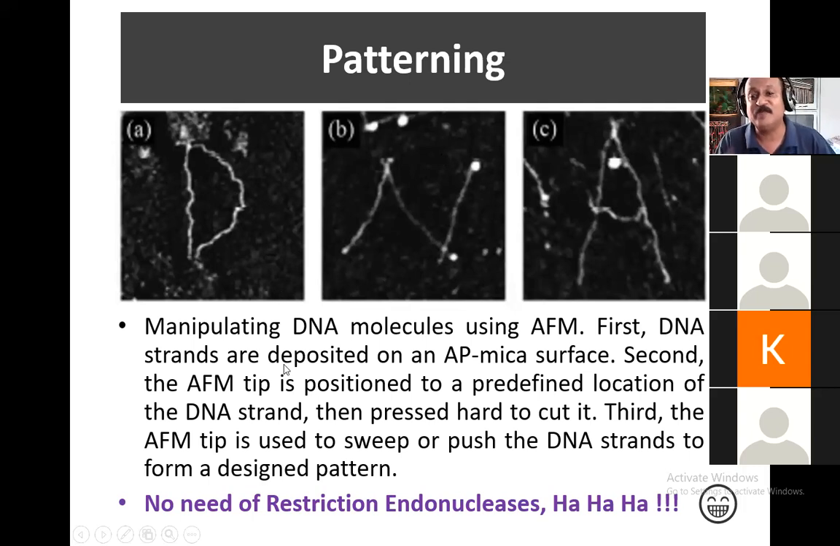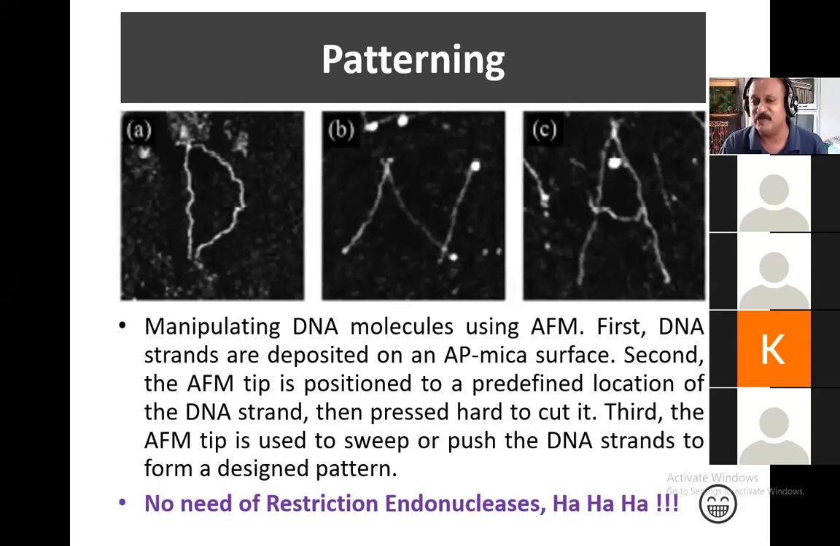The atomic force microscope is actually used to cut the DNA at certain places, and then make that particular shape and put it on a surface. Not only that, it also takes the image of that surface. The photograph is obtained by the atomic force microscope itself. And that makes me say something interesting.